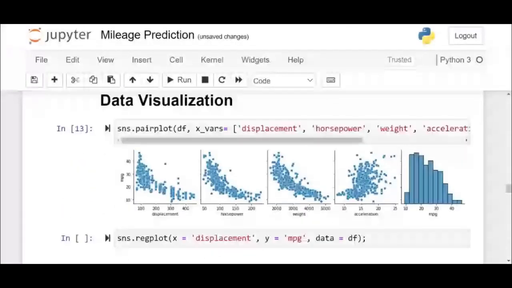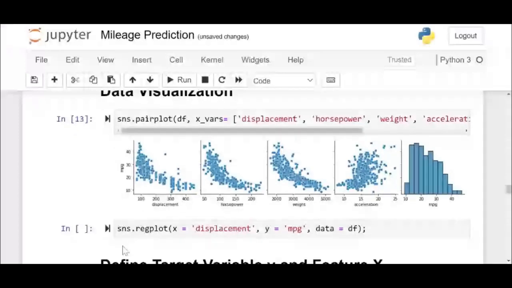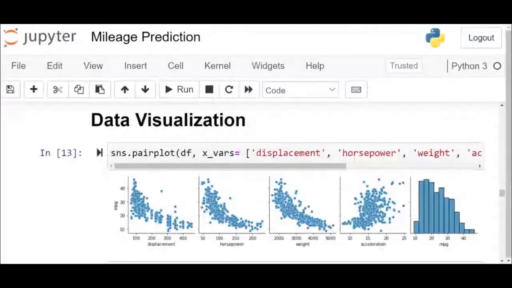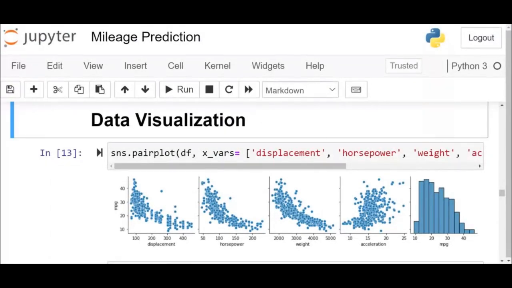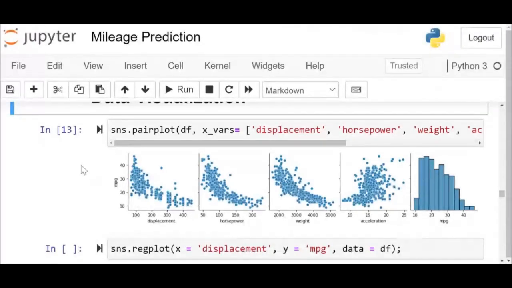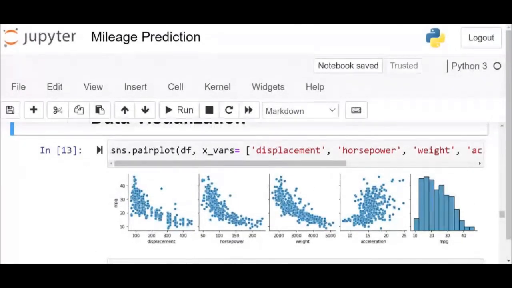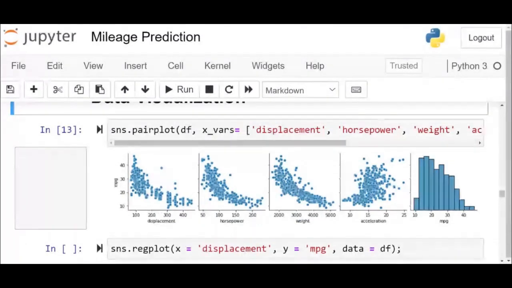Now I create a pair plot or scatter plot with mileage on my y-axis, and displacement on the x-axis in this scatter plot, horsepower here, weight here, and acceleration here, and this is the distribution of the mileage. Now, what is the observation looking at this chart? What type of relation do we have? Positive correlation? It is a negative correlation.